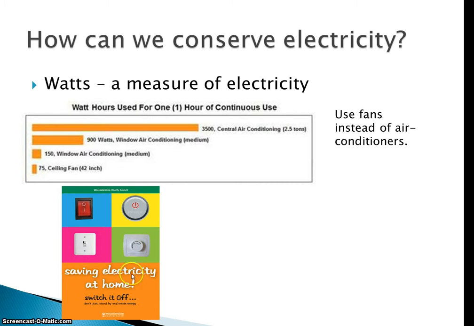Next, saving electricity at home. This is what we call the mains. We have to switch off power at the mains rather than leaving our electrical appliances on and letting them go on standby. Because if we let them go on standby, they're still using up a bit of electricity. So we have to switch electricity off at the mains.